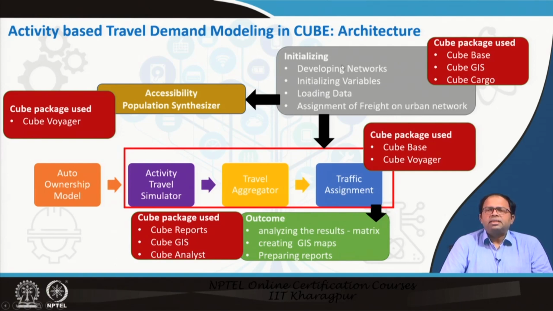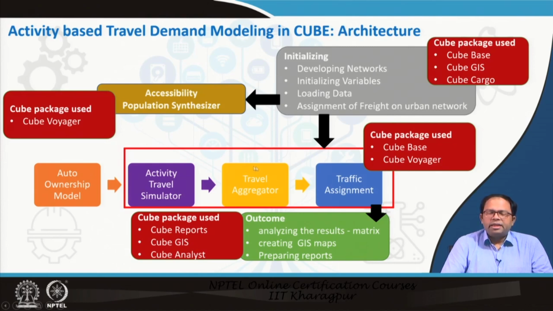These are the basic data sets that we require, and they could again be created using Cube Base, Cube GIS, Cube Cargo, and so on. Finally, this is taken as input to the step where we run the activity travel simulator, which, based on auto ownership, determines what kind of activities would be generated. This includes the kind of tours I will make, the time of day choices, the mode choices, the destination choices, and so on.